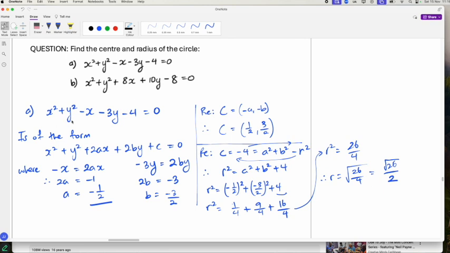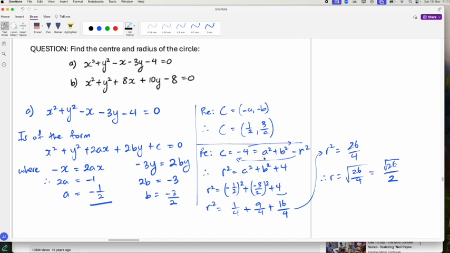So we have here x squared plus y squared minus x minus 3y minus 4 is equal to 0. And it is of the form x squared plus y squared plus 2ax plus 2by plus c is equal to 0, where negative x is 2ax, so therefore 2a is negative 1, and a is negative a half. Negative 3y is 2by, so 2b is negative 3, and b is negative 3 on 2. So therefore, with a center of negative a and negative b, we'll have the center being a half and 3 on 2, right? Notice that's for the center.